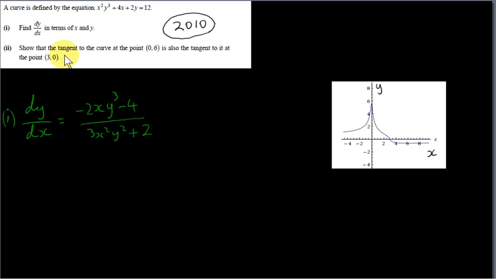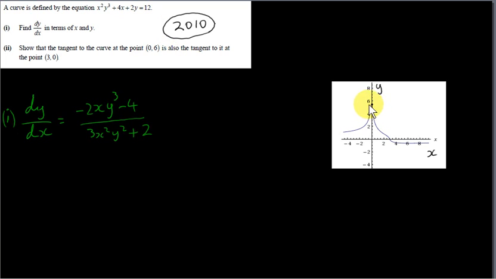So, we're interested in the tangent to the curve at the point 0, 6. Well, there's the point 0, 6. As you can see, it's a point on the curve. So if you plug 0 in for x and 6 in for y, work out all of this expression, you should get 12. So 0, 6 has to be a point on the curve, of course. So we're interested in the tangent to the curve at this point.